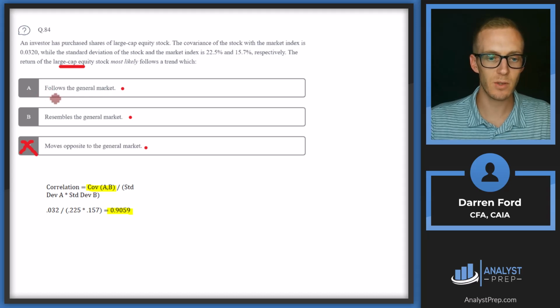So then between A, follows the general market, or B, resembles the general market, I think we would lean towards A, follows the general market, and that's what correlation would imply.